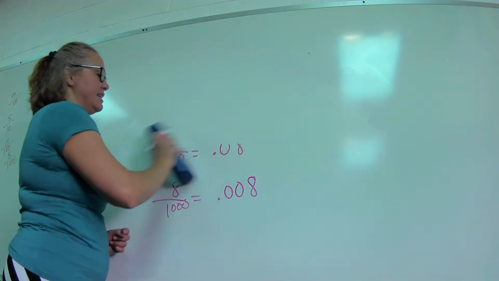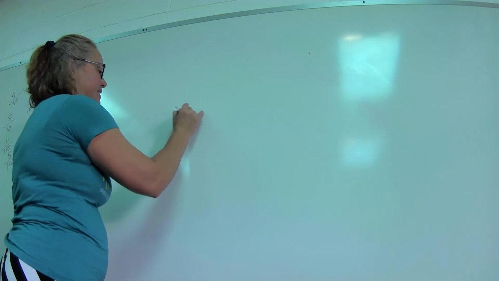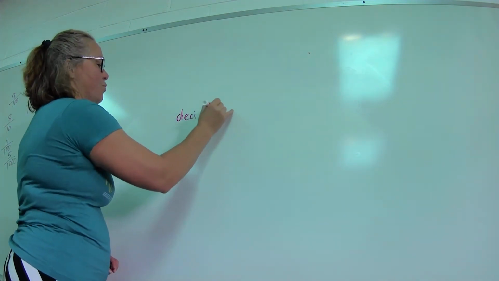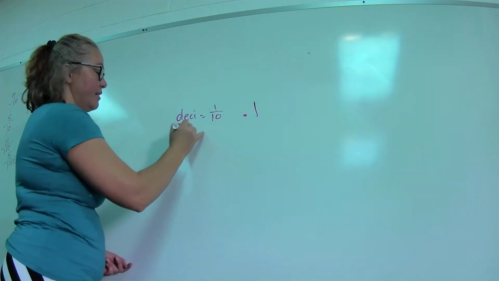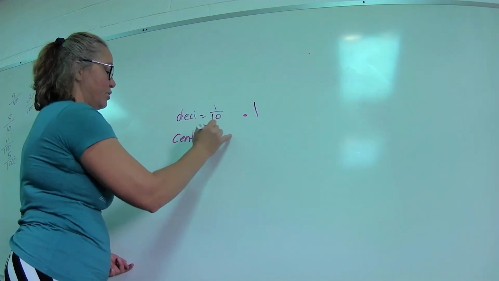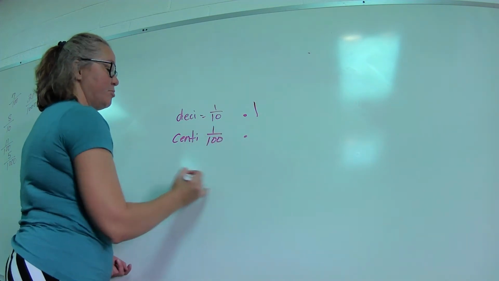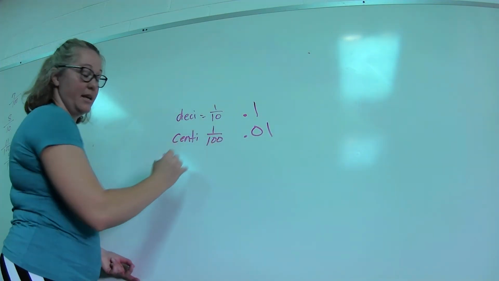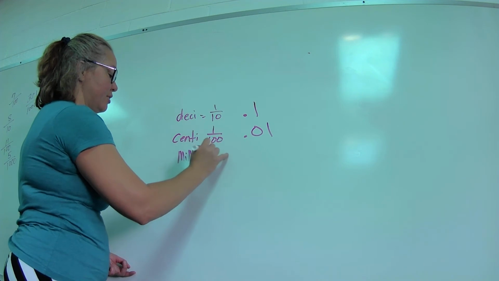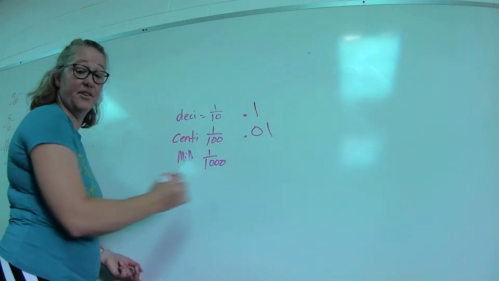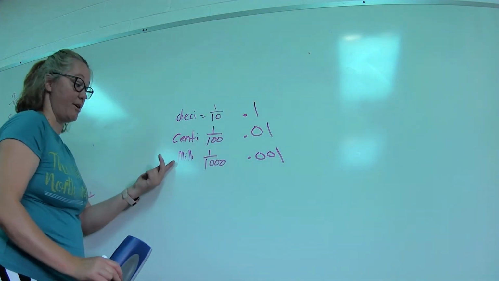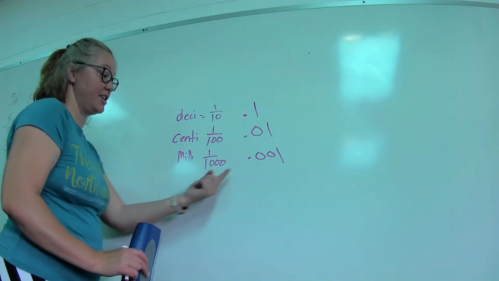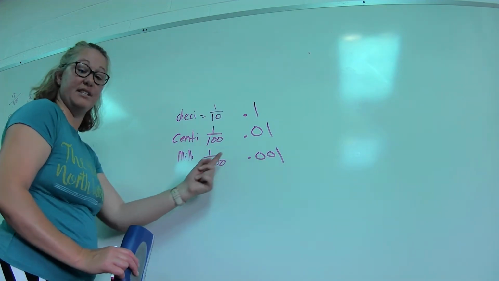When we were doing deci, remember deci equals 1/10, that would be 0.1. We said centi was 1/100th, that is 0.01. And our prefix milli, which was 1/1000th, will be 0.001. Again, it's important to remember our metric prefixes. Remember the fraction of them and the decimal. Again, the decimal is the same as writing a fraction. It's just in decimal form.